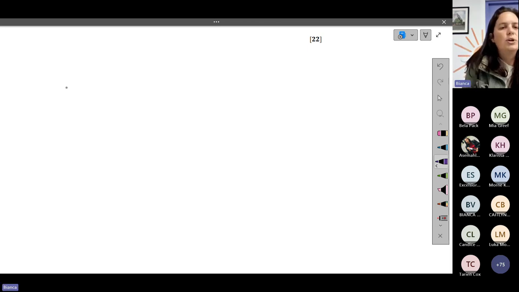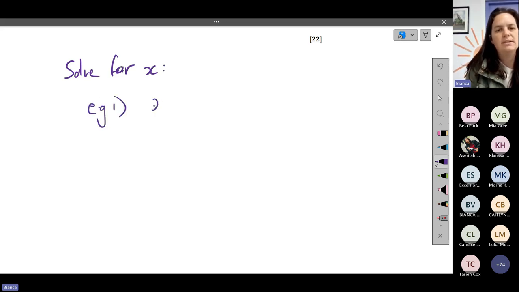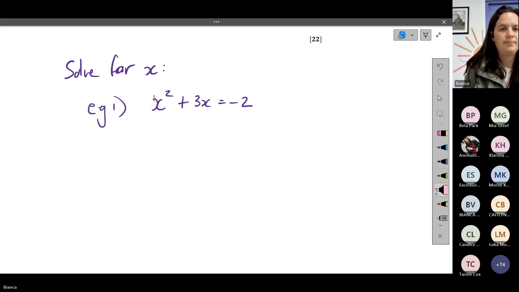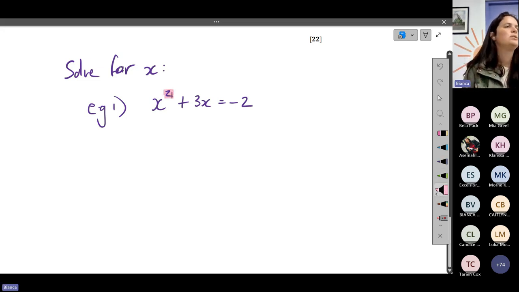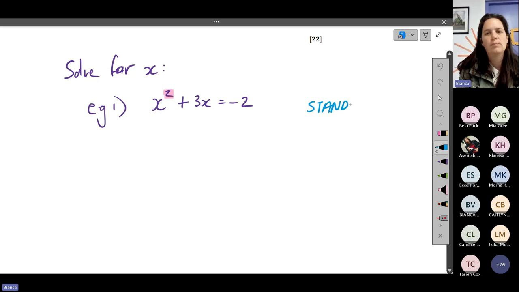The question will say solve for X. Solve for X. And then you are given something like this. Example one, let's say X squared plus 3X equals negative 2. As soon as you see a square, what do you need to do first? When it says solve for X, make it equal to 0. You're putting it in what? Standard form. So when you see that square, step one, you put it in standard form.